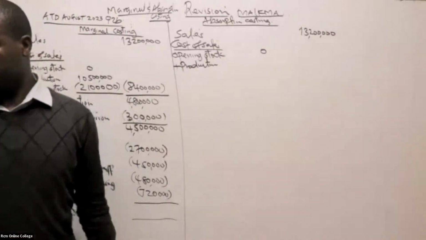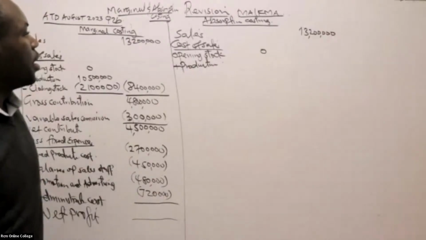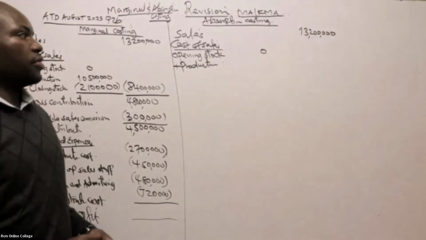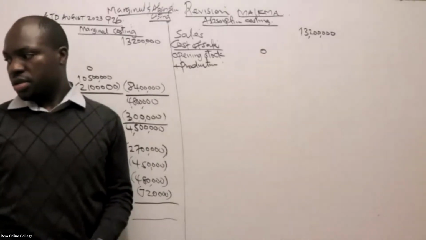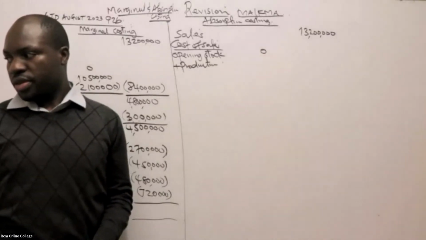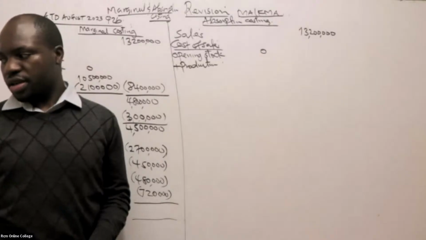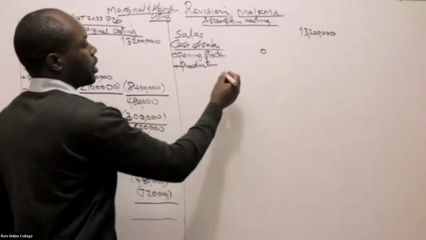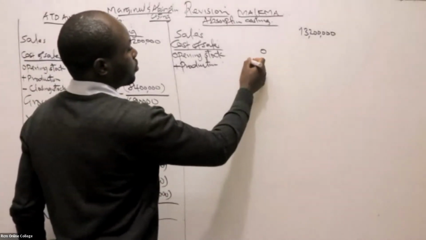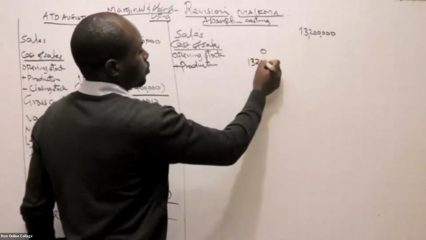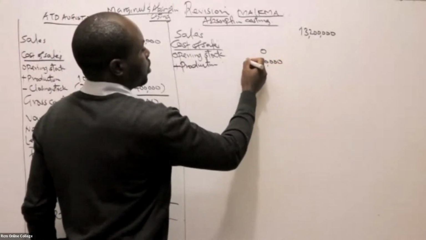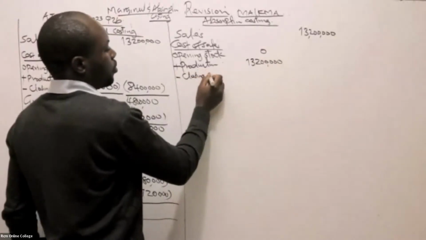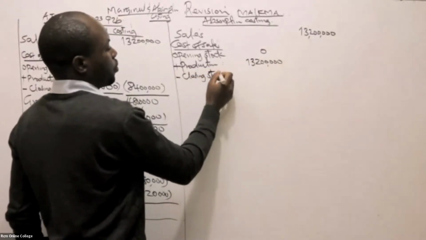30,000 by 440 is $13,200,000. Then we need to less closing stock.